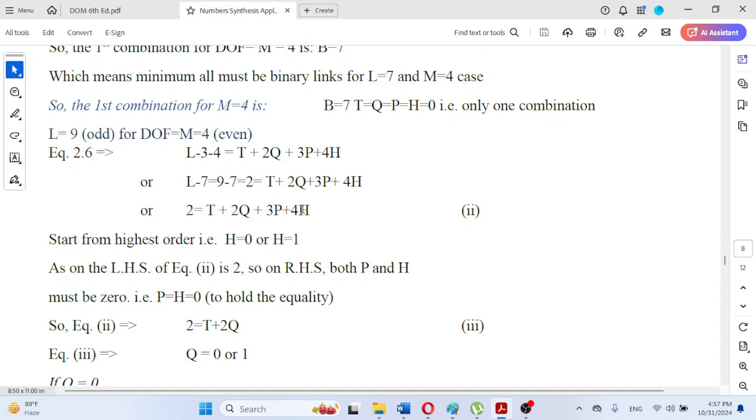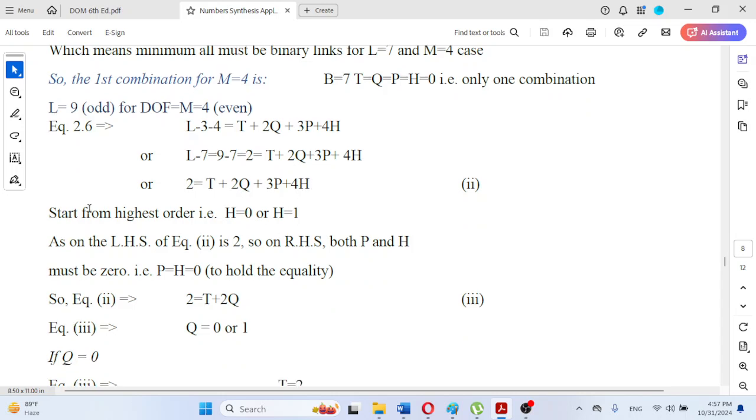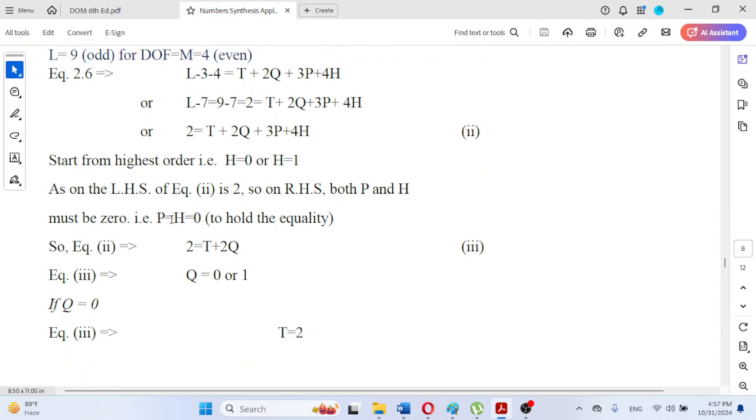So that means for L is equal to 9, the hexagonal link cannot be 1, that can only be 0. So that means H must be 0.